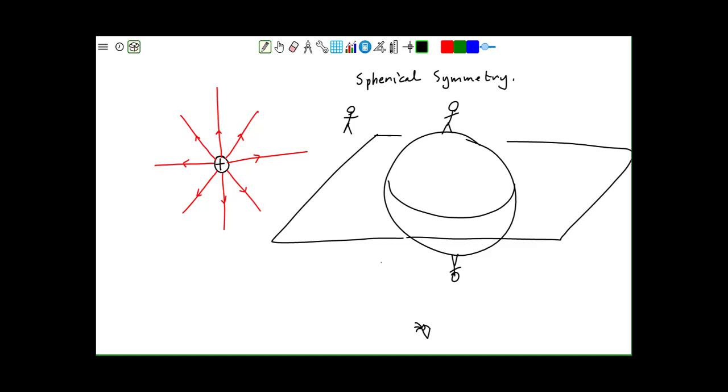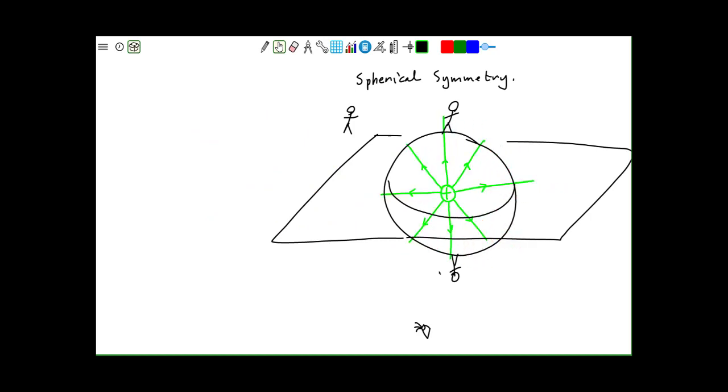Well, if we then place our charge inside that sphere, notice that the electric field also has spherical symmetry. Because no matter where you are on the surface of the sphere, and let's call this sphere a Gaussian sphere. This is another Gaussian surface. And again, remember, Gaussian surfaces don't have to be physical surfaces.